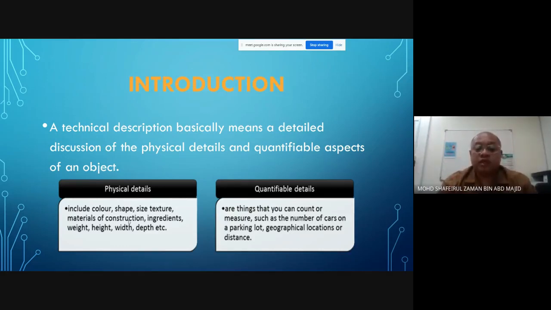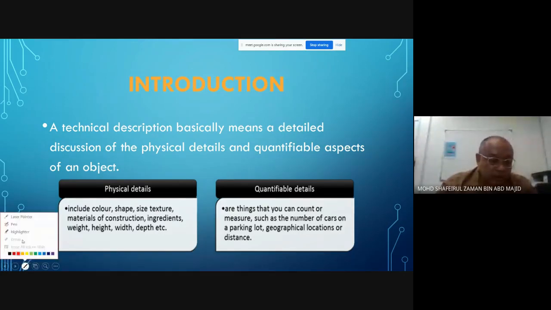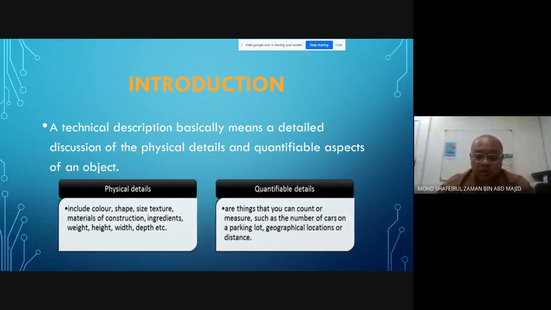The same goes for quantifiable details. When you are referring to the quantifiable details, you are looking at the product that can be counted. So you can count how many products you are going to present. If it is a smartphone, then it is going to be one smartphone.